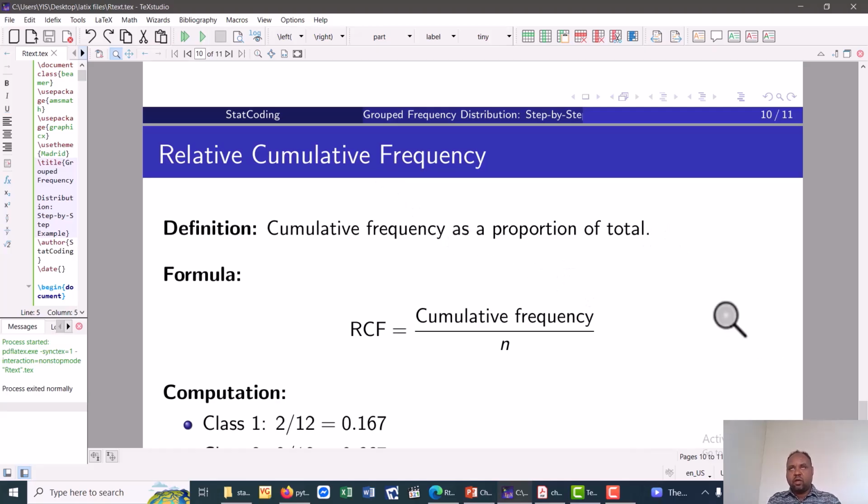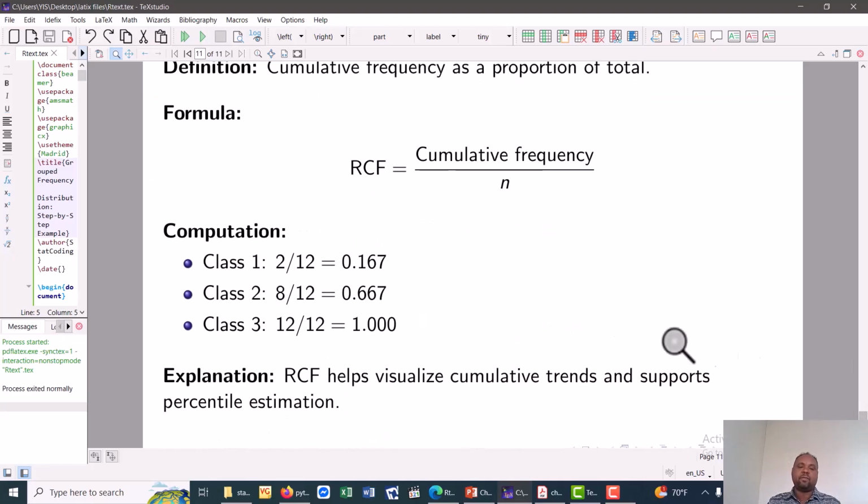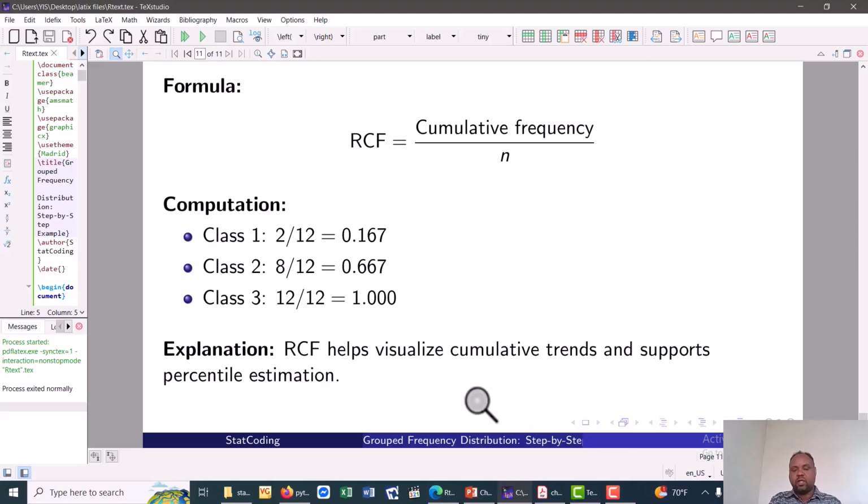We have computed less than and more than cumulative frequencies, so we can calculate the relative cumulative frequencies for each respective one. For example, the relative cumulative frequency for the less than cumulative frequency can be computed by this formula: the cumulative frequency of each class divided by the total. The less than cumulative frequency of the first class is 2 divided by 12. The less than cumulative frequency of the second class is 8, right? And we divide by 12. This relative cumulative frequency helps visualize cumulative trends and supports percentile estimations.